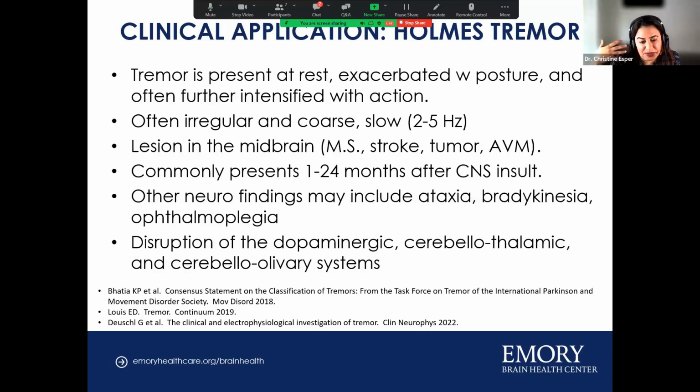And that's more in the central area of the brain. It can be due to a variety of reasons. Some examples are multiple sclerosis, tumors, strokes, and commonly presents about 1 to 24 months after that insult. And depending on where the insult is, patients can certainly have other neurological findings on exam.